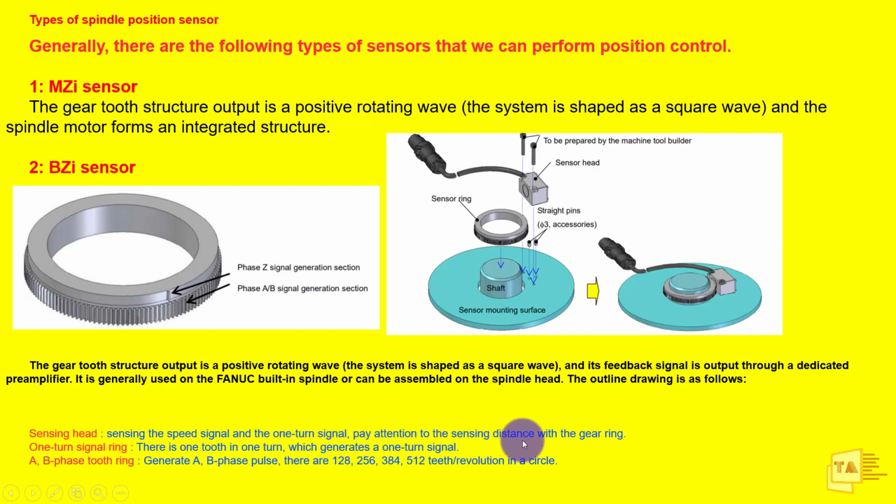Pay attention to the sensing distance with the gear ring. It is sensing the teeth and slots and everything, and it will give the signal to the controller. Okay, so the next one is the one-turn signal ring. What is this one-turn signal ring?